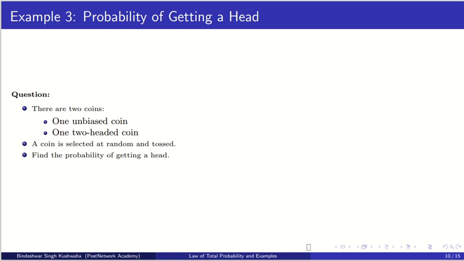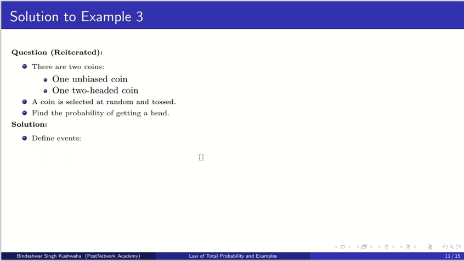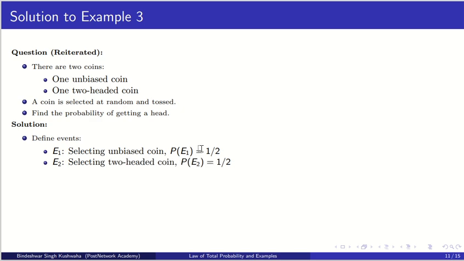Let us see the third example. There are two coins, one unbiased and one two-headed coin. A coin is selected at random. Find the probability of getting a head. So very simple, define events. Selecting the unbiased coin, half. Selecting the two-headed coin, that is also half.